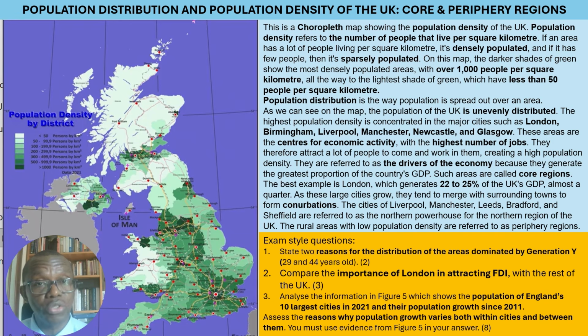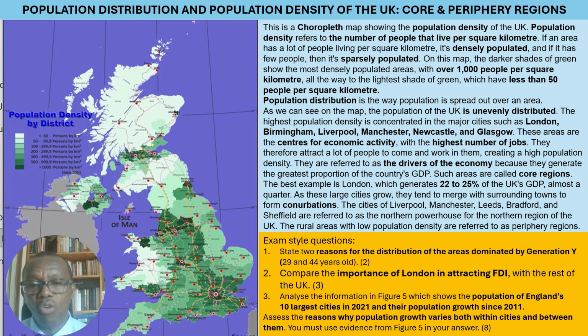Now, we also know that this age group here, 29 to 44, is the age group that is likely to have children, and therefore they will want access to good medical care. We know that medical care is best in those urban cores because we have a variety of medical institutions and services. In fact, we also have a variety of private healthcare services, and that makes those urban cores attractive to Generation Y.